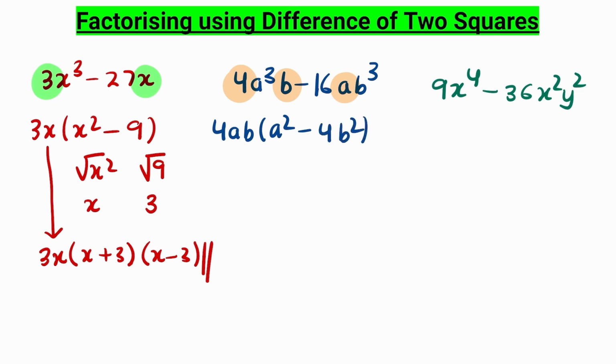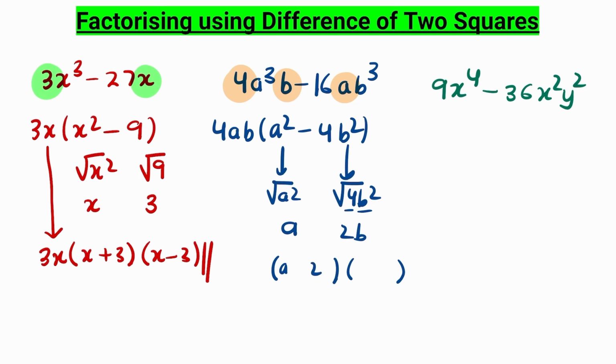Again, this is in a form we can factorize using difference of two squares. What should we do? We should take the square root of a squared and then the square root of 4b squared. What is the square root of a squared? It's a. And the square root of 4b squared, how can we find? Take the square root of 4, which is 2. Square root of b squared, it's b. Then we can put two pairs of brackets here.